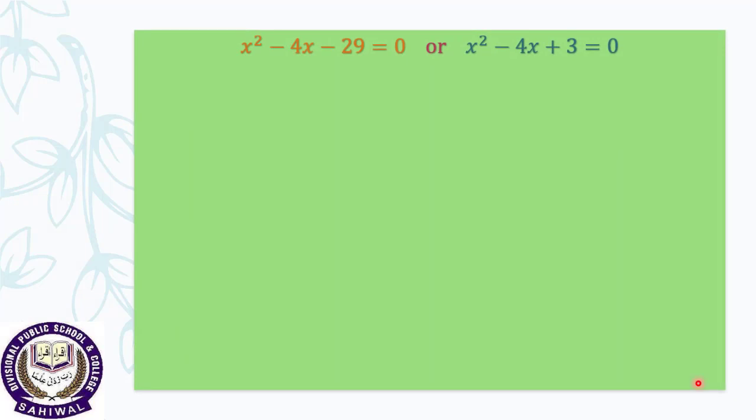Now solving these two equations, the first one cannot be solved by factorization method, so we can use quadratic formula. The second one can be solved by using factorization method, so we can factorize it.